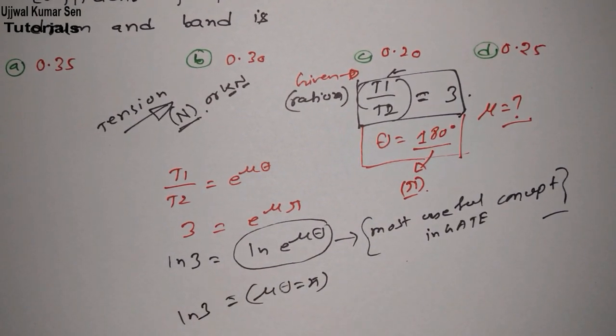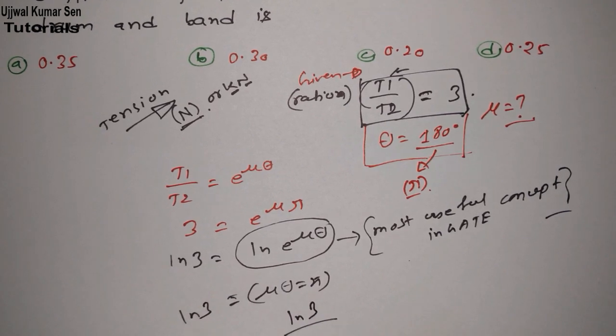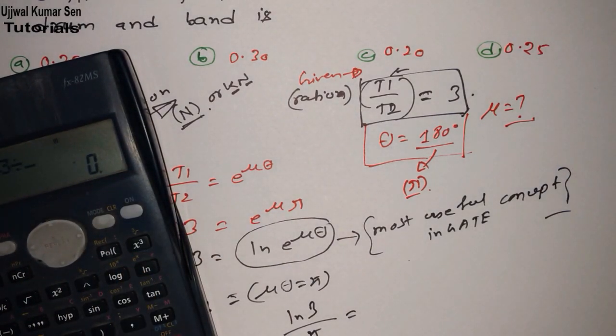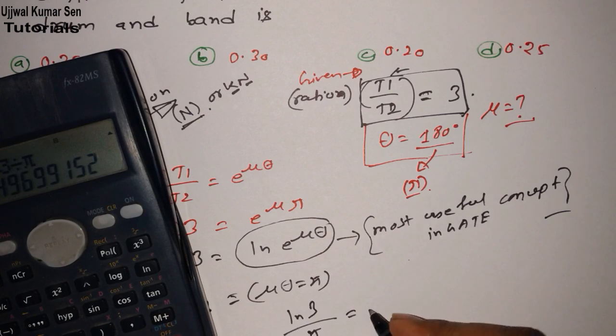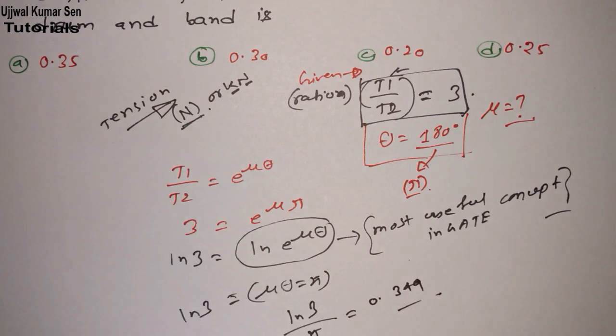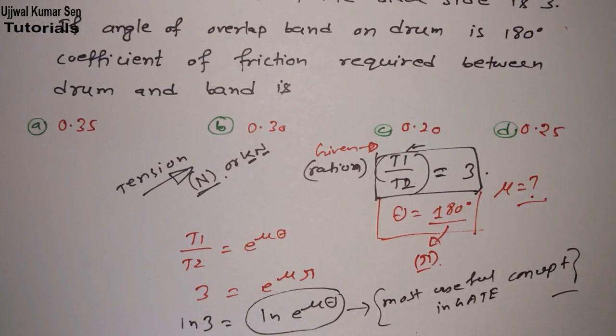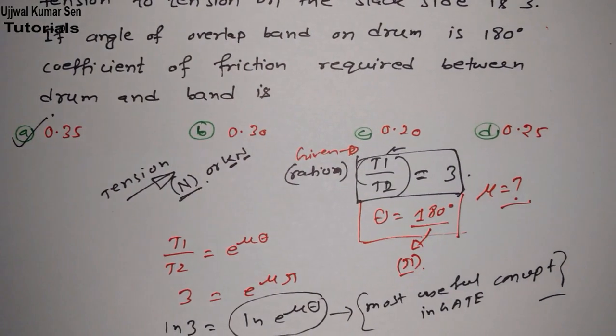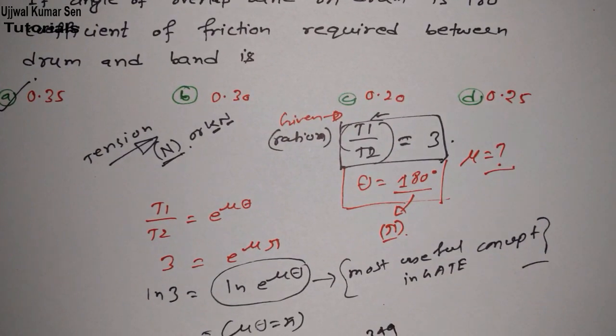Now we can say coefficient of friction is natural log 3 by pi, and we have to use a calculator. So this by pi, right? So what answer are we getting exactly? 0.349 is the coefficient of friction. If you look at the options, then option A is the right answer for this question. So we have solved the question.